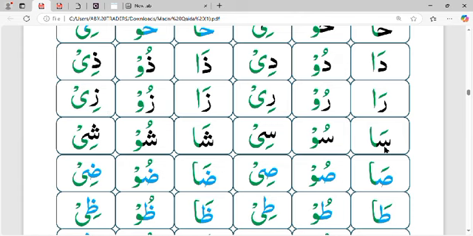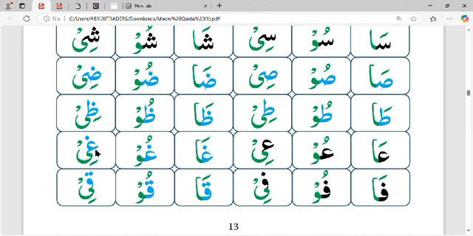Sin fatha alif sa, sin dhamma waw su, sin khasra ya si, sa su si. Shin fatha alif sha, shin dhamma waw shu, shin khasra ya shi, sha shu shi.